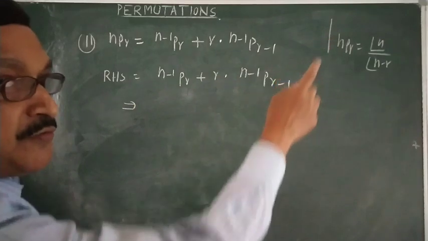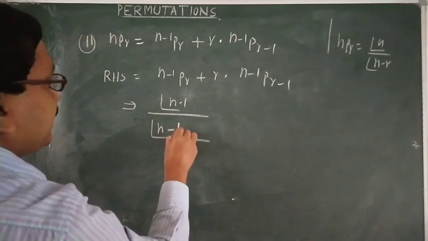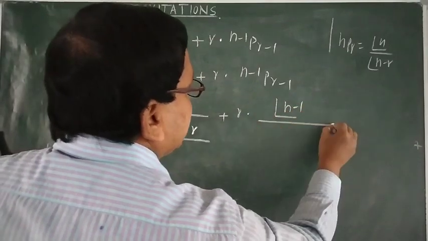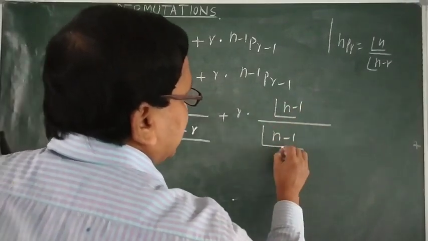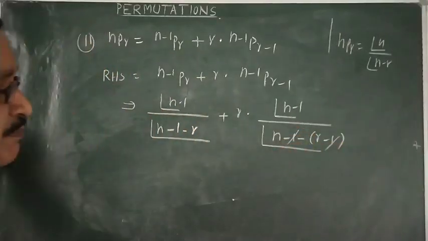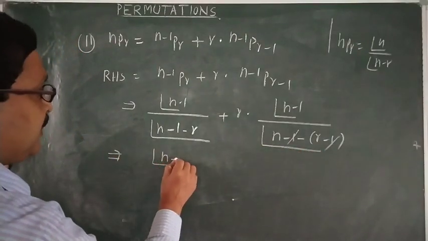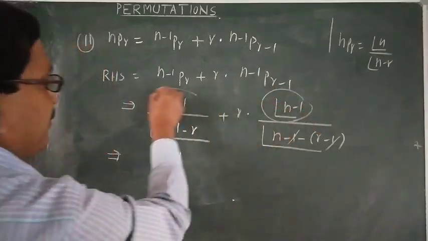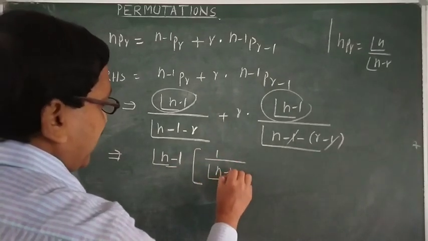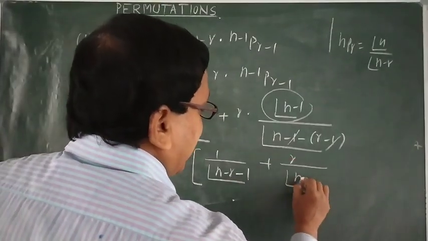Now according to the formula, this is factorial n minus 1 divided by factorial n minus 1 minus r, plus r times factorial n minus 1 by factorial n minus 1 minus r minus 1. Now this minus 1 minus minus becomes plus, so this will be cancelled. So we get factorial n minus 1 taken common: 1 by factorial n minus r minus 1 plus r by factorial n minus r.